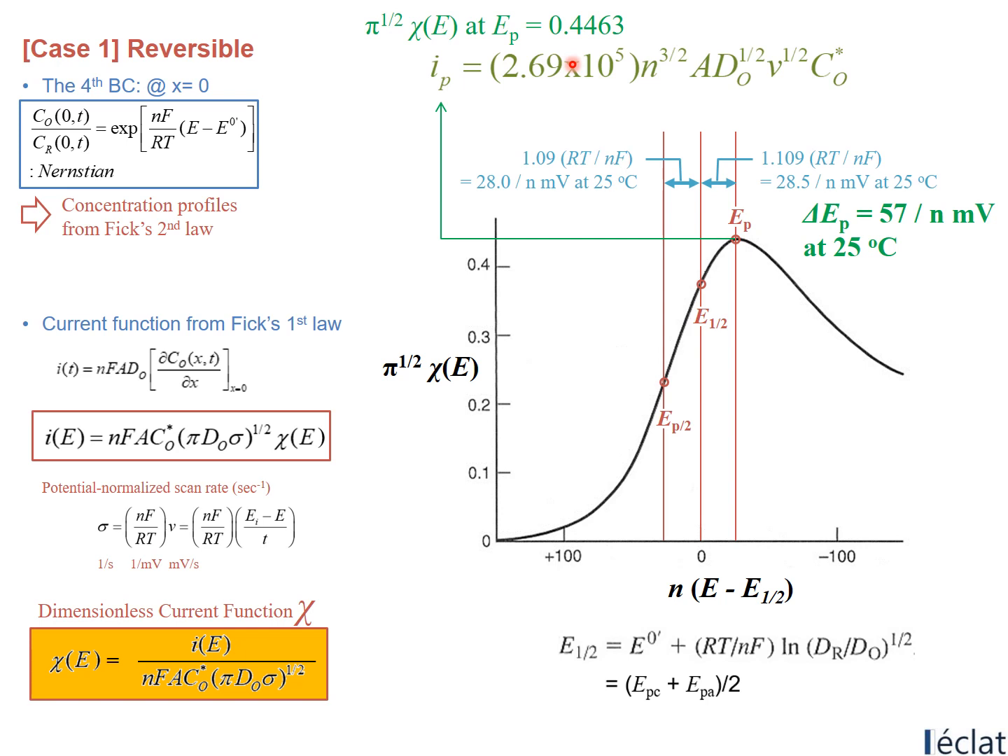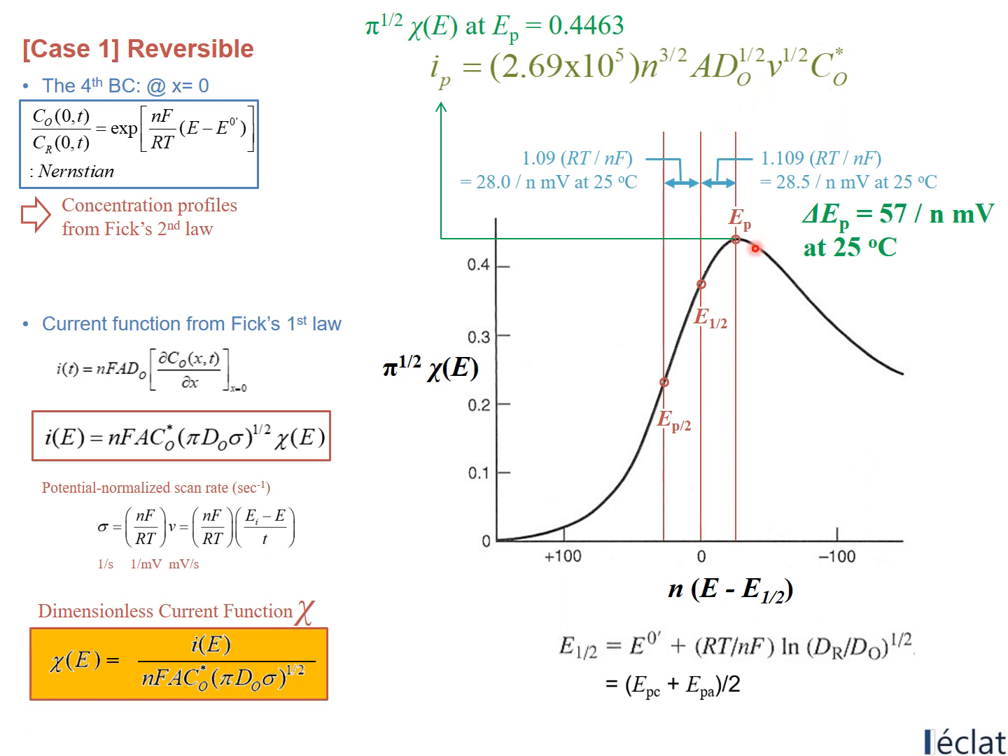From the Randles-Sevcik equation, we have recognized that the peak current is proportional to the root square of the scan rate. So if your peak current follows very well with this relationship, then you could say your charge transfer reaction or Faraday reaction is reversible, or its kinetics is really fast.